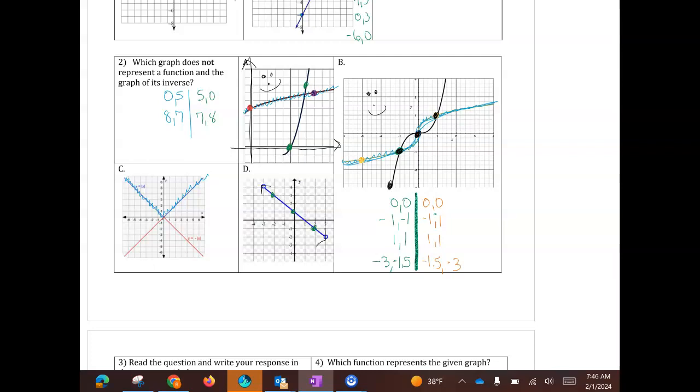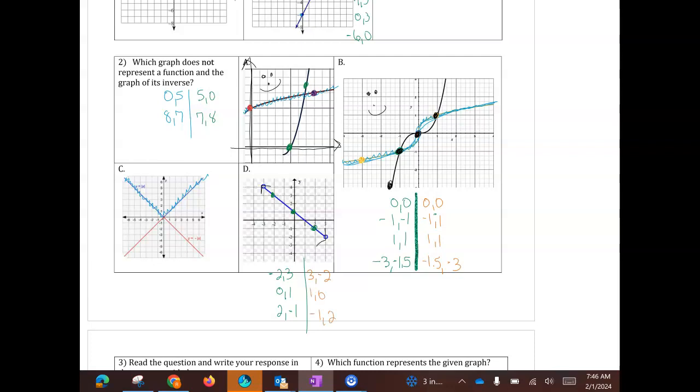All right, so finding these coordinates first. So I've got -2, 3, I have 0, 1, and I have 2, -1. So if I switch these around now, I should be able to find 3, -2, 1, 0, and -1, 2.